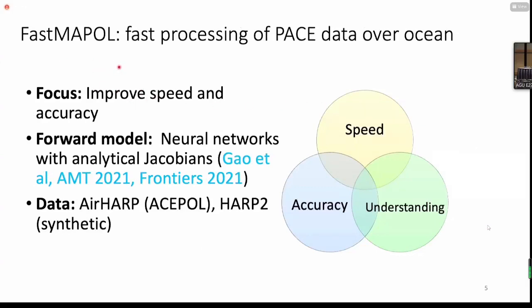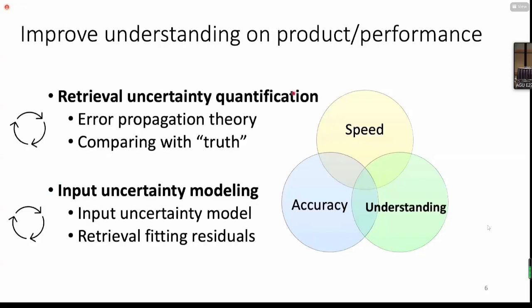Our current work is based on the MAPOL algorithm, but we have three goals to improve: speed, accuracy, and how well we can understand our retrieval. The speed and accuracy can be improved using neural networks, which can represent the forward model and its Jacobians. Based on this fast retrieval, we analyze our retrieval performance so we can better understand the retrieval uncertainties, and in this way identify gaps for future improvement.